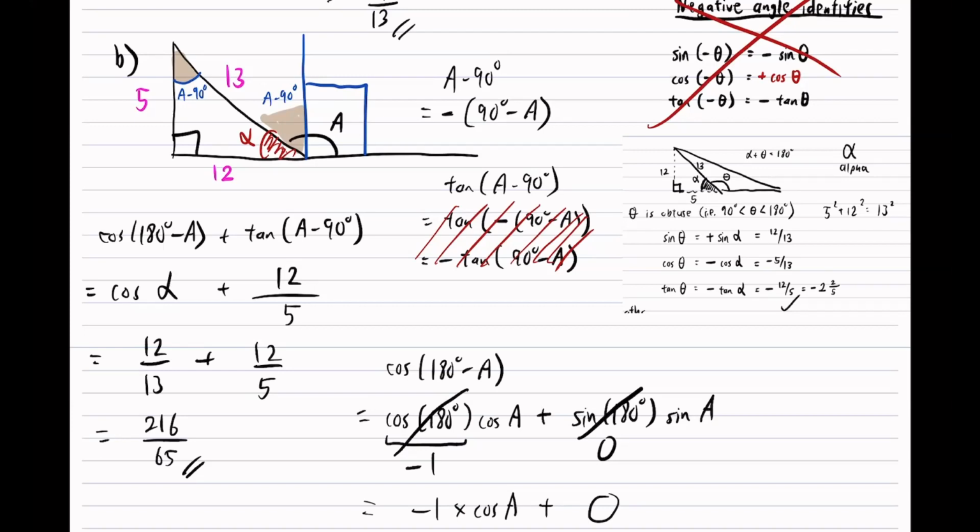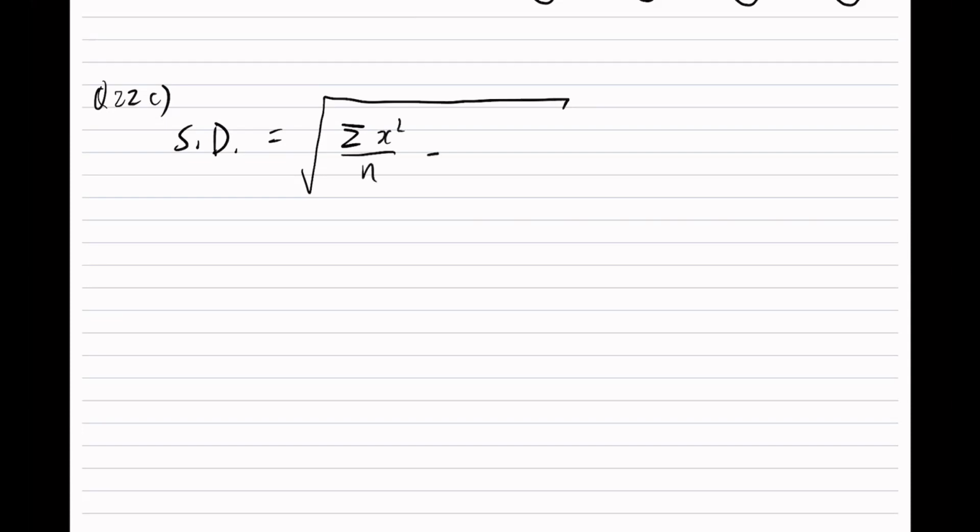Okay, so let me show you the formula. Just write it down. This is 22C. The standard deviation formula, SD, is actually just equal to the square root of the sum of x squared over n, minus the bracket square of the sum of x over n. What is this funny symbol here? Summation. Yes. Just add up a bunch of terms.